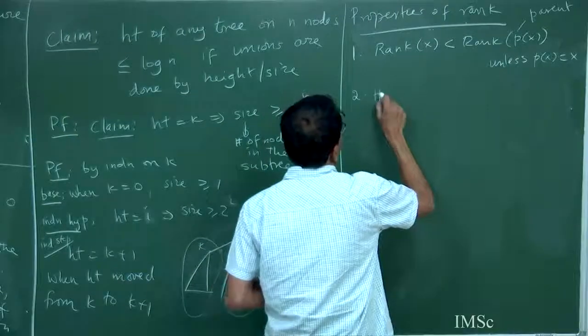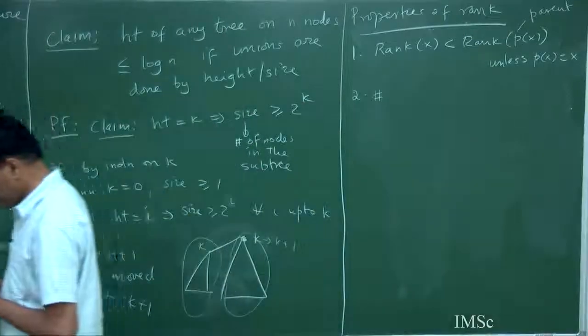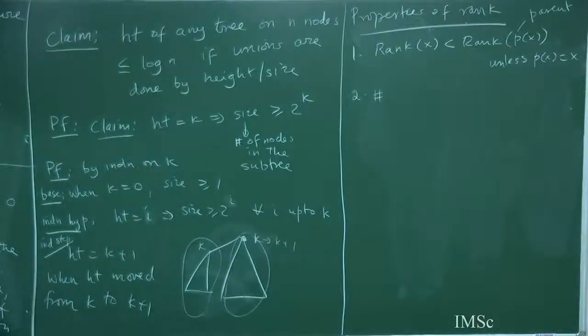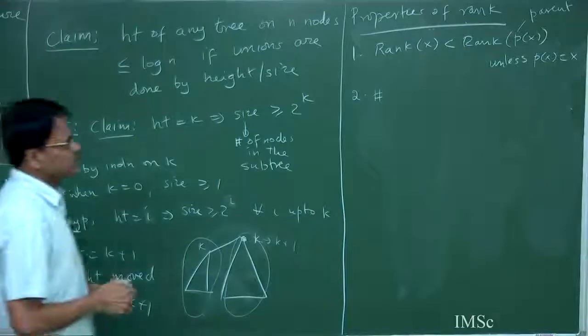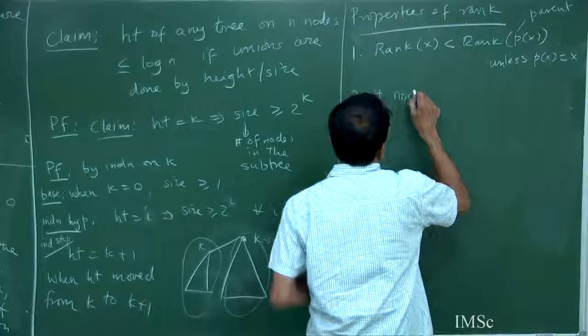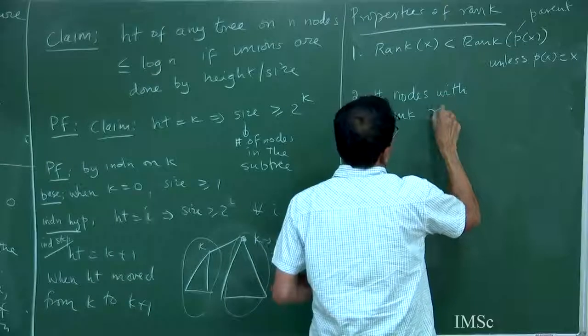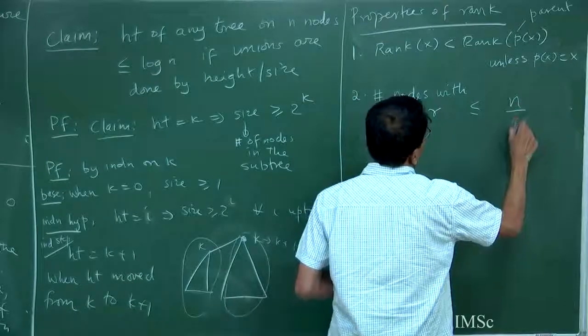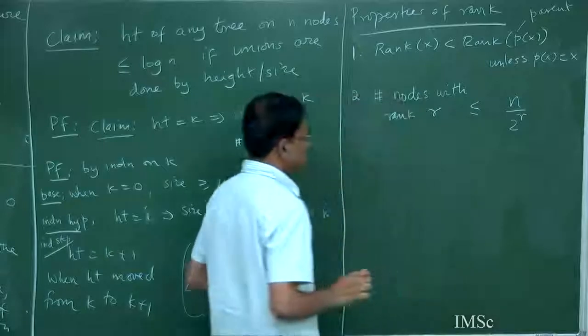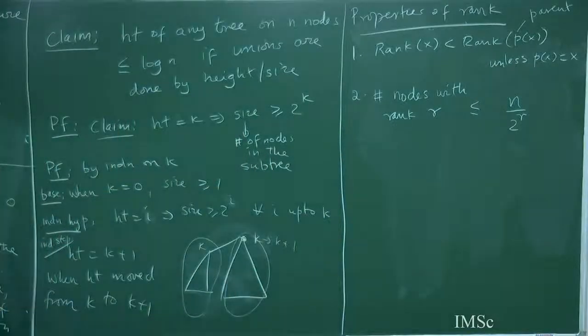Number of nodes: in one tree you can have lots of nodes with the same rank. I want to claim the number of nodes with rank r is less than or equal to n by 2 power r. Is this clear? This claim is going to be useful.